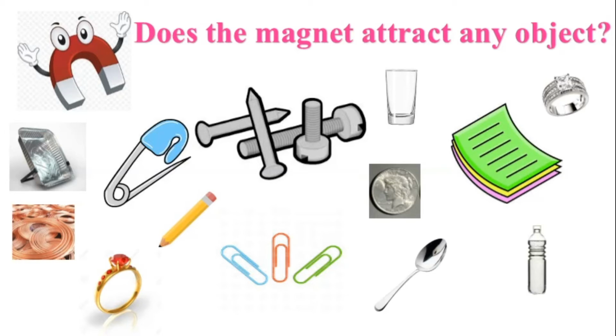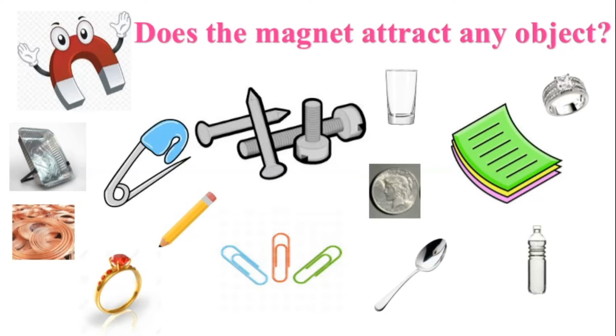Okay, let's try this aluminum foil or aluminum plate. No, aluminum plate or aluminum foil cannot be attracted to the magnet. What about the copper wires? Also, copper wires or any object made of copper cannot be attracted to the magnet. What about the gold ring? Any gold objects cannot be attracted to the magnet. What about the pencil? Of course not, any wood cannot be attracted to the magnet. What about this silver ring? Of course, the silver ring also cannot be attracted to the magnet. What about the glass?